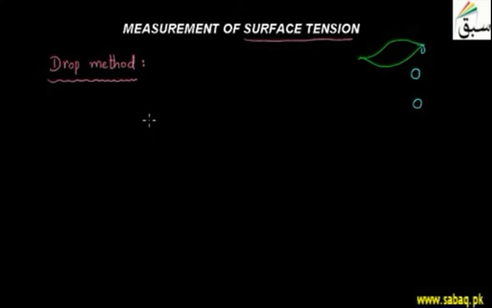The first method is the capillary rise method, based on Young-Laplace equation, where gamma is surface tension, rho is density of liquid, h is height occupied by liquid, and r is inside radius of capillary tube. The second method is the drop weight method. The instrument used for the drop weight method is the stalagmometer.